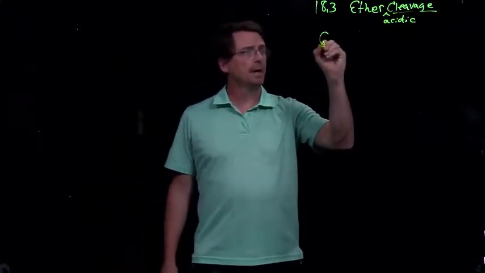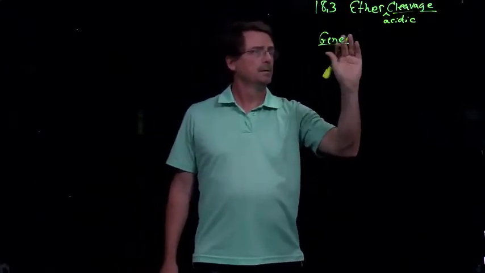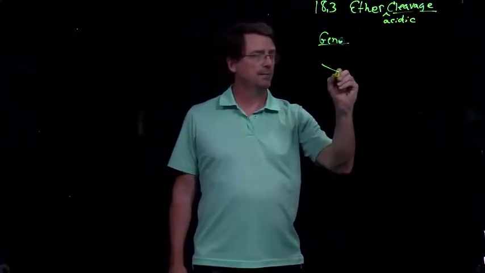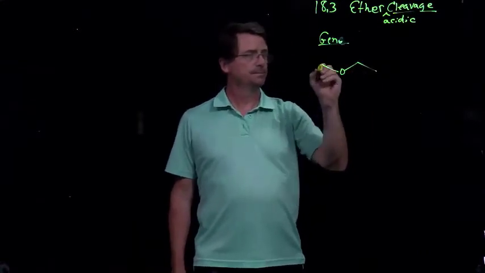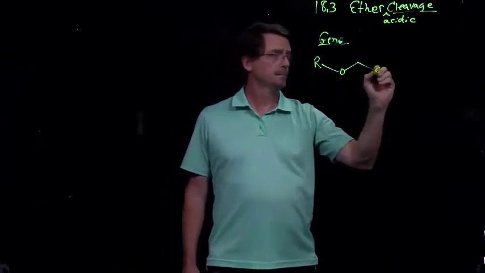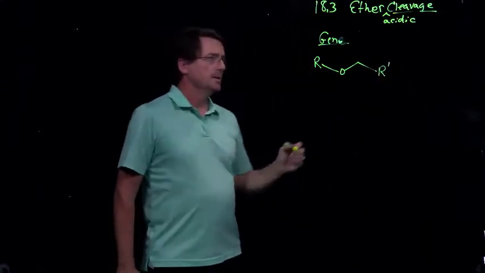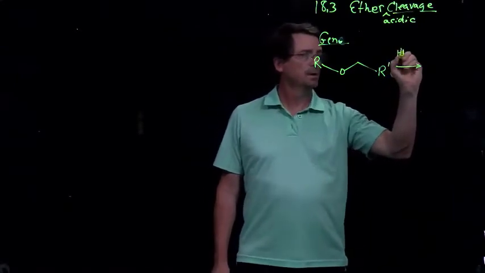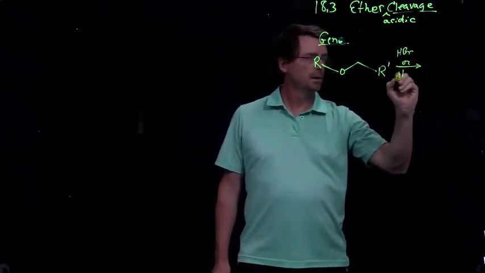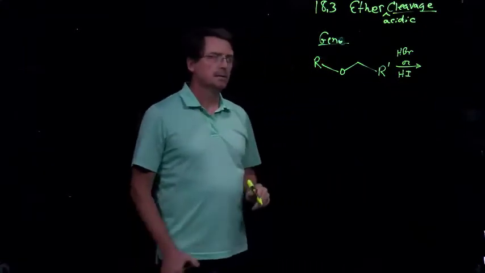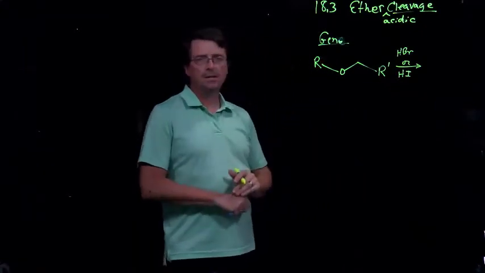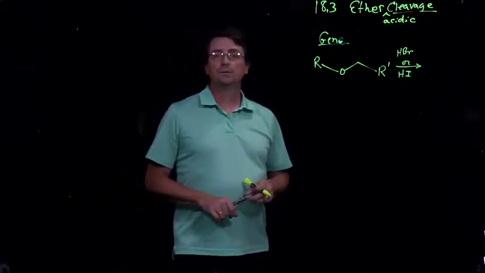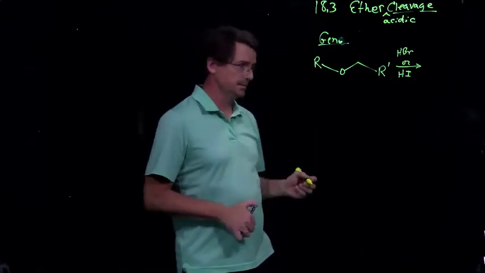So first, the general reaction. The general reaction for this is if we have an ether, we treat it with a strong acid. Now this takes a strong acid, HBr or HI. Under ambient conditions, hydrochloric acid, despite being a strong acid, is not sufficiently strong to produce this reaction.